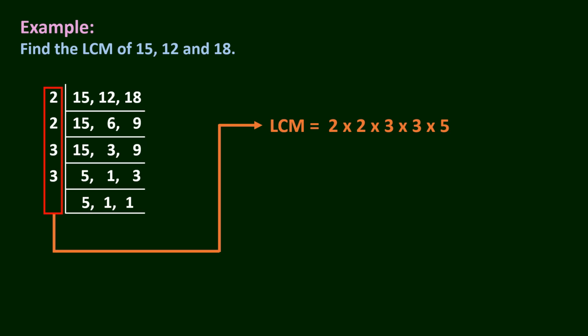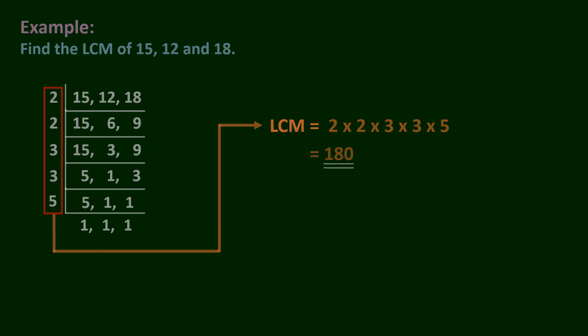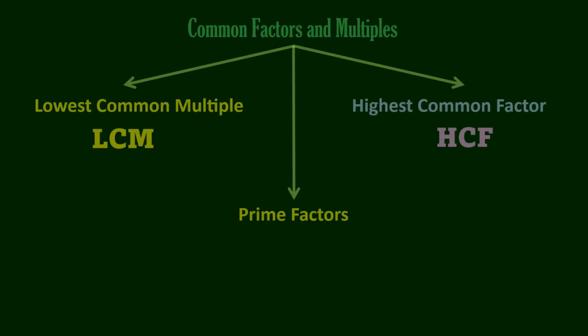Then LCM is equal to 2 times 2 times 3 times 3 times 5. So eventually you will get the LCM as 180. Now we have completed the lowest common multiple and the prime numbers.